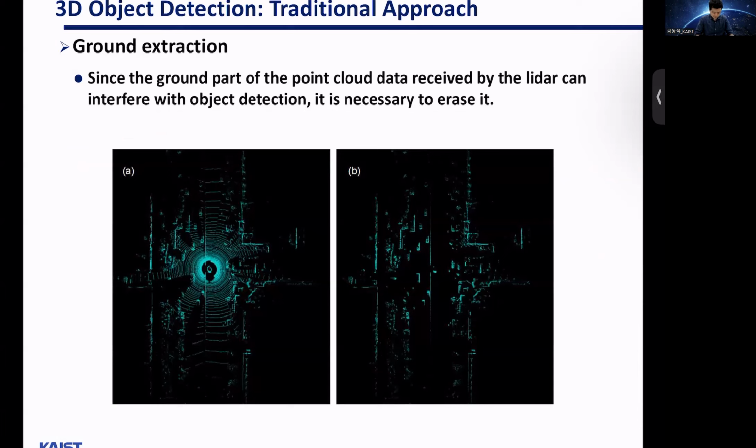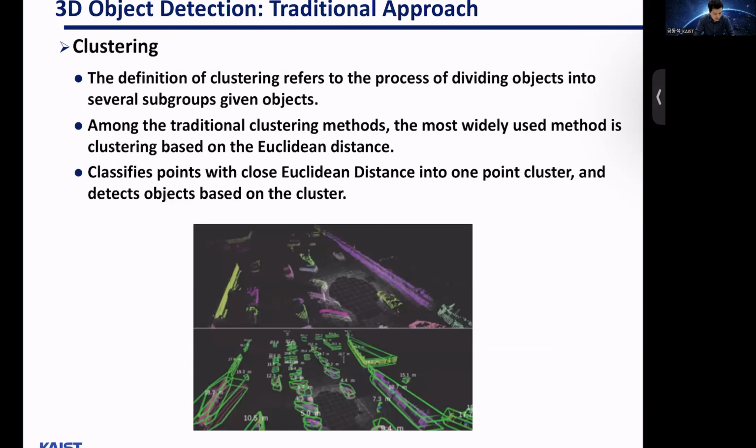And then there's ground extraction. When you have a LiDAR point cloud, you have these circular-shaped point clouds, but usually that corresponds to the ground, which we are not interested in when it comes to object detection. So we can remove those point clouds. And then clustering is the key to object detection.